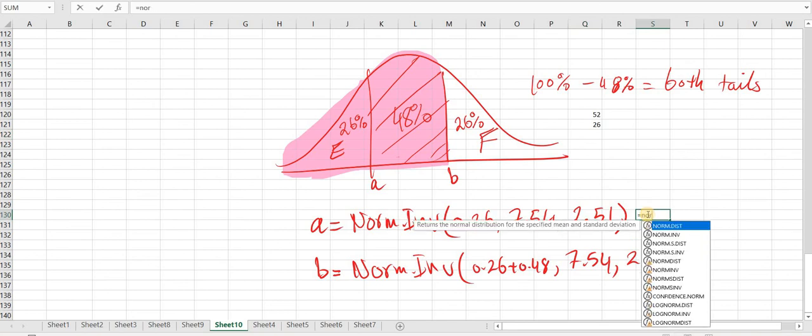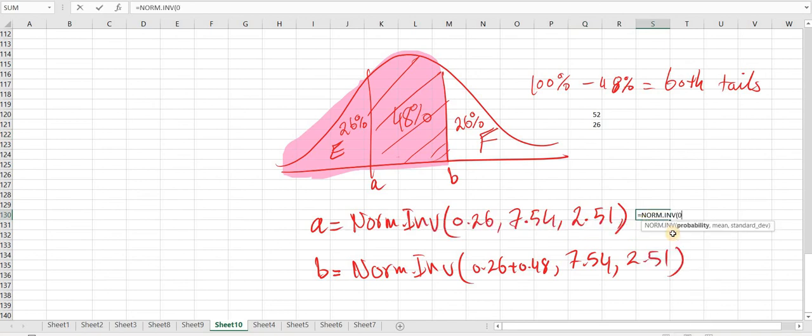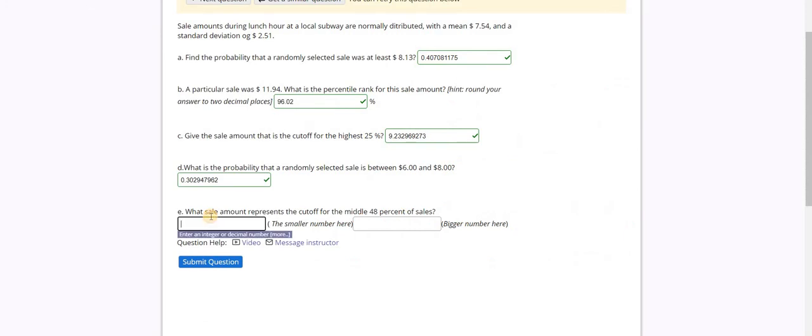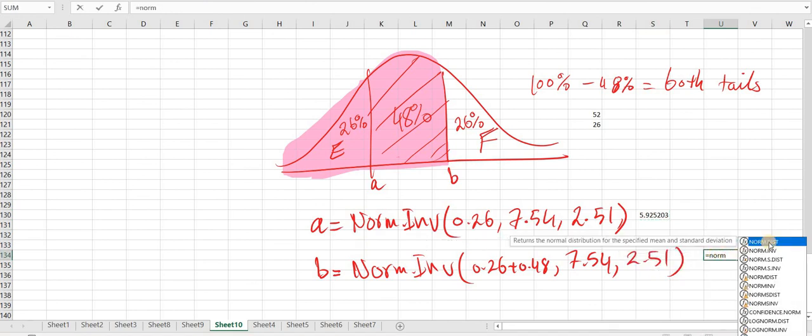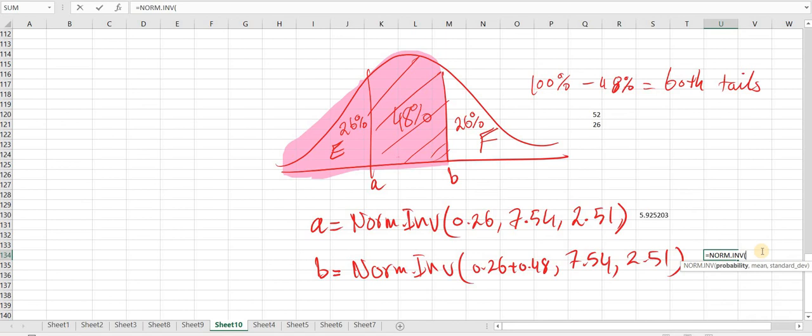So let me do it here. Norm dot inverse of 0.26, comma, the mean 7.54, comma, 2.51. So this is the smaller number. I'm going to paste it over here. And the bigger number, which is B, I'm going to say this is equal to norm inverse of 0.26 plus 0.48, comma, 7.54, comma, 2.51, and that is going to be the top number.